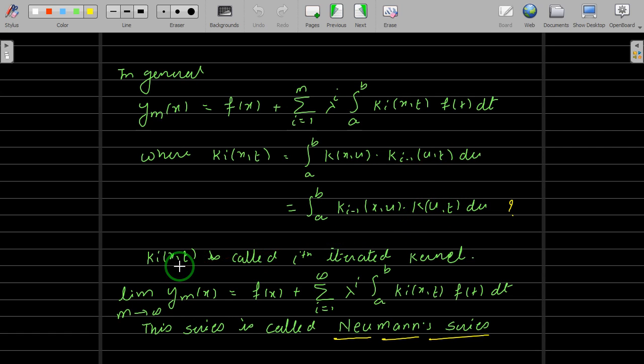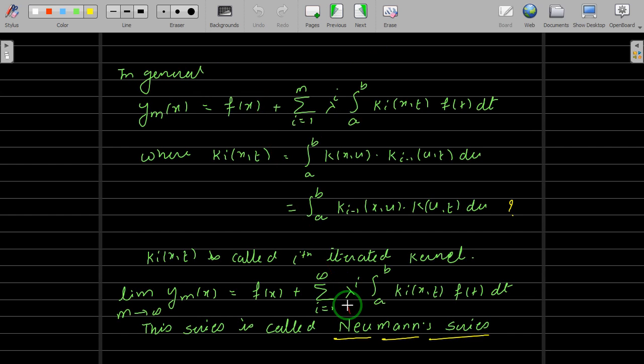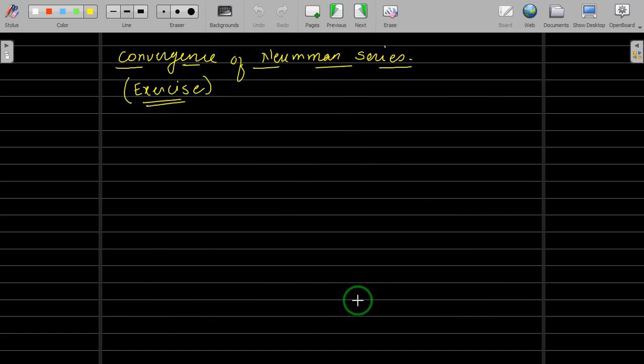This ki of x comma t is called the ith iterated kernel. When you take this limit of ym, you will have this infinite series, and this infinite series is called the Neumann series. Now the next problem was whether the given series converges or not, for what lambda, or under what conditions the given series converges. That is what you have to discuss.